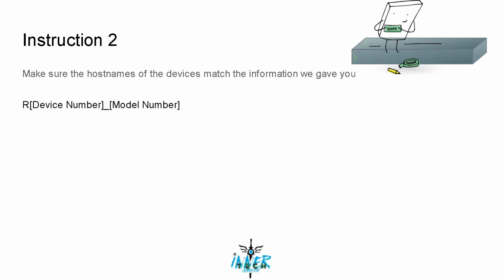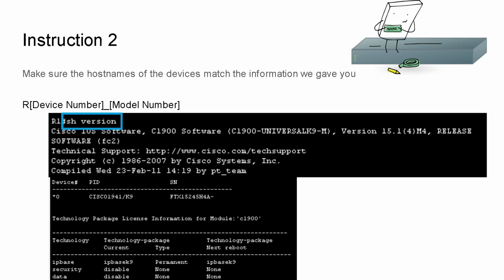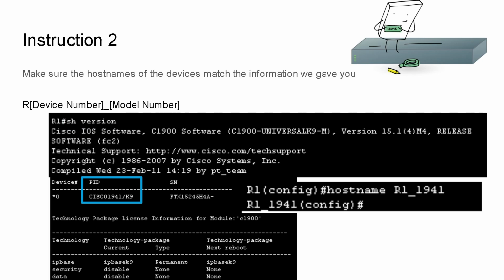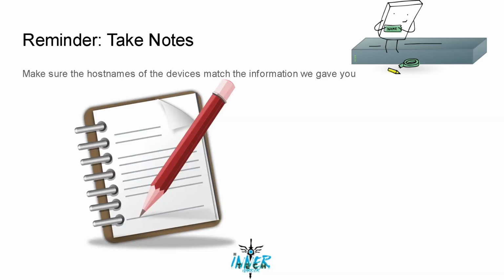Next, let's put in the host name of the device, which should be R device number underscore model number. So in this case, if we do a show version on the router, we can see that the product identifier or PID is Cisco 1941. This means this is a Cisco 1941 router. So the command we want here then is hostname R1_1941. Let's make a note of all these changes we're making in the work documentation paper so you can write a narrative on what we're doing afterwards.